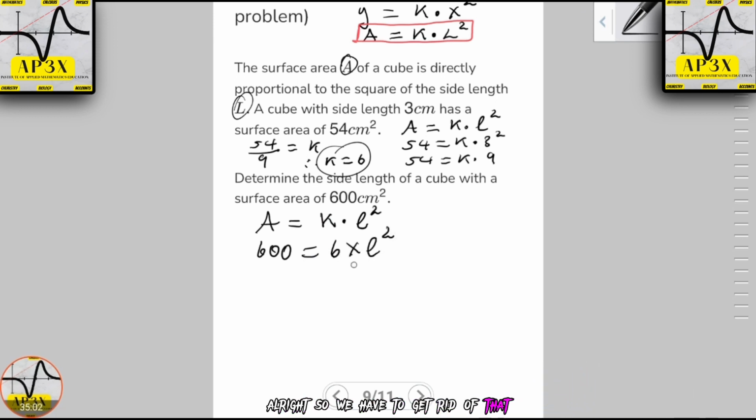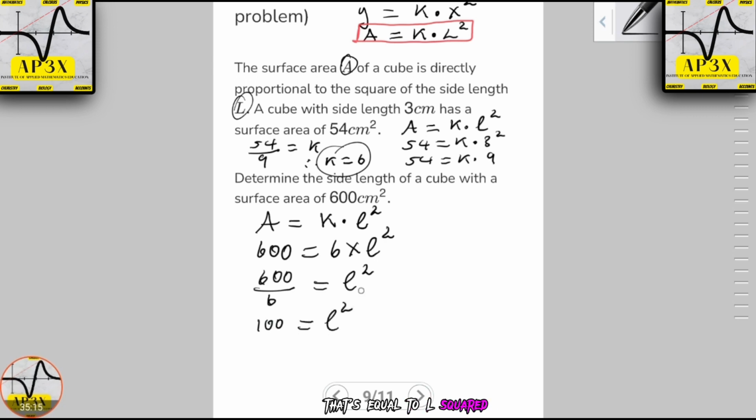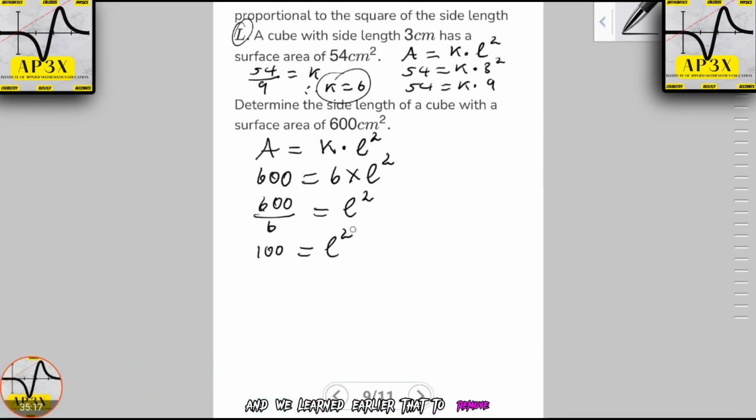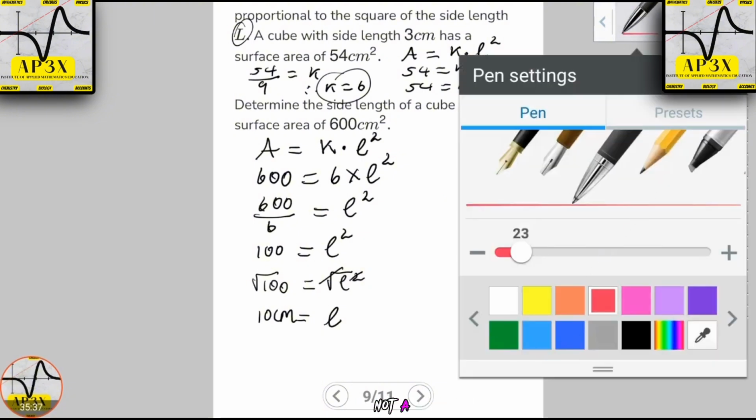Alright, so we have to get rid of that 6 to isolate the L squared. So 600 divided by 6, that's going to be equal to L squared. 600 divided by 6 is 100. That's equal to L squared. And we learned earlier that to remove the square, we have to square root. So the square root of 100 is equal to the square root of L squared. Square root cancels the square, so L, which is the side length, is equal to the square root of 100, which is 10 centimeter.